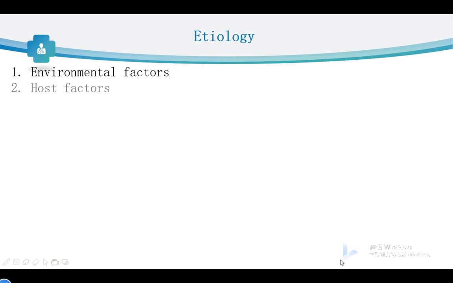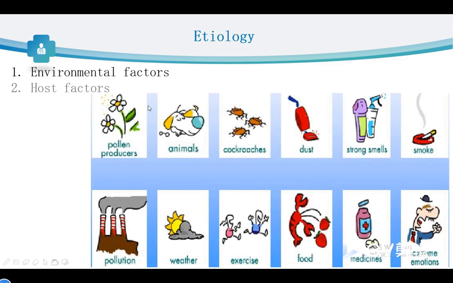There are two groups of the etiology of the asthma. One is the environmental factor. Another one is the host factor. Let's look at the first one firstly. This picture shows the most common environmental factors, such as flowers.